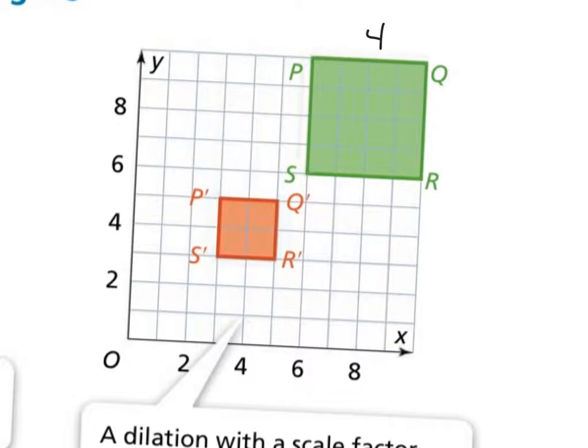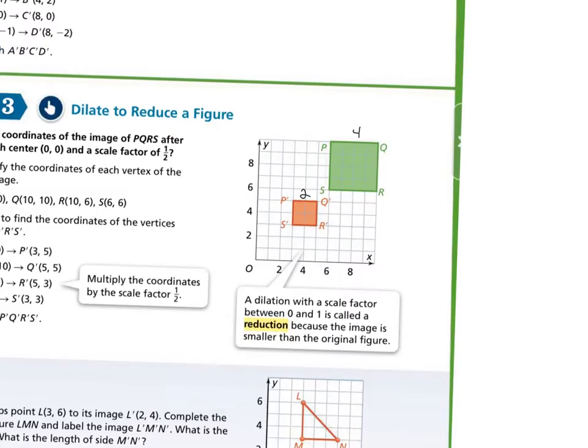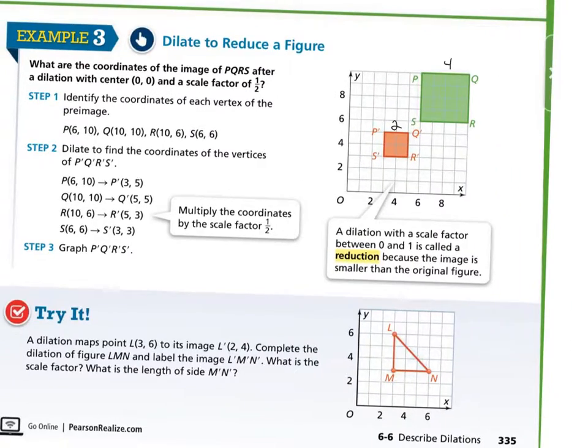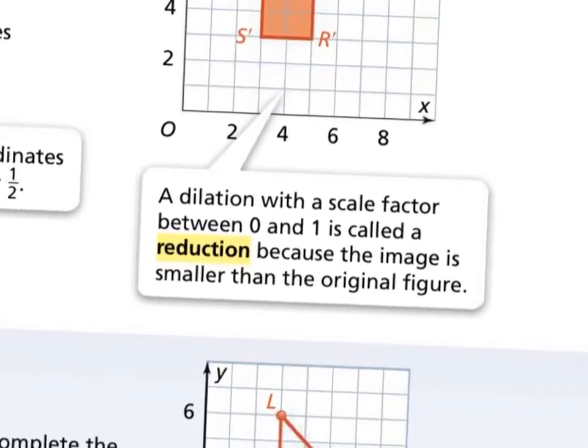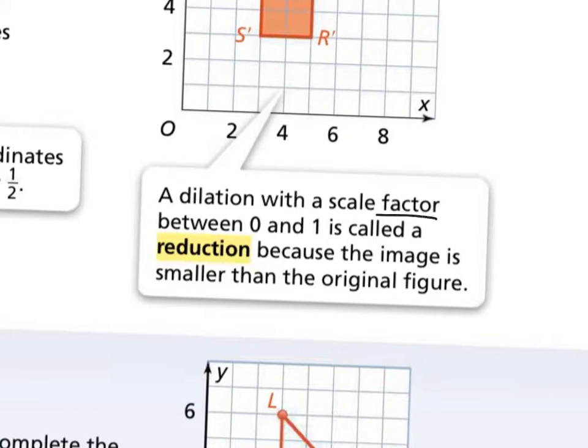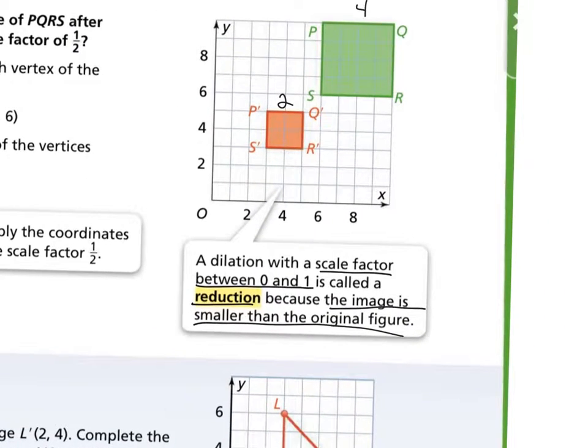Okay, this had a side length of 4, now it has a side length of 2. That's half as big for our side lengths. So that's how we know that we did that correctly. And this one, we have a scale factor between 0 and 1. That's called a reduction because the image is smaller than the original figure. Okay, we've reduced it, or sometimes we might think of it as shrinking something. They're calling it reducing it.